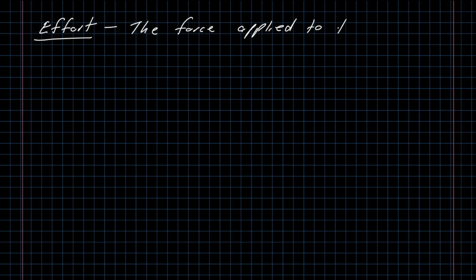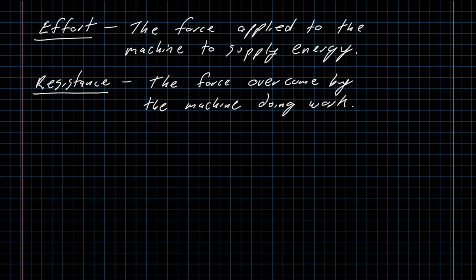Right. One last bit of vocabulary here. We're going to call the effort, and as a variable, this is a force, so maybe F sub E, the force applied to the machine in order to supply the energy. And then the resistance, F sub R, will be the force overcome by the machine when it does its work.